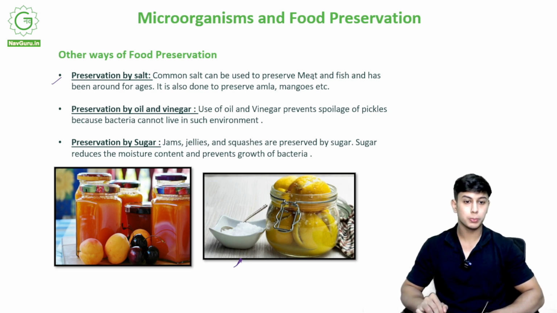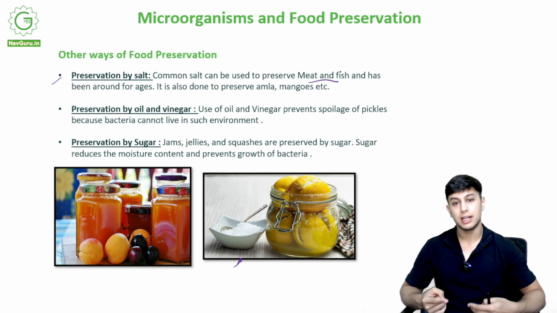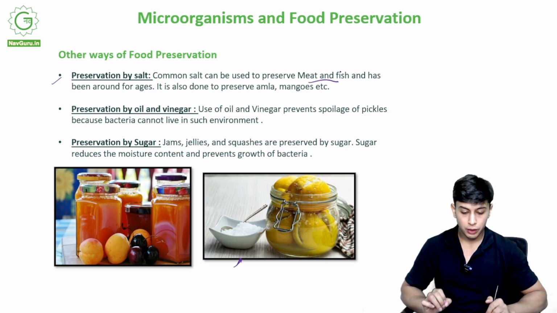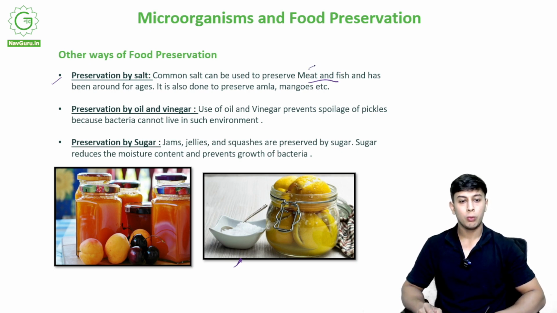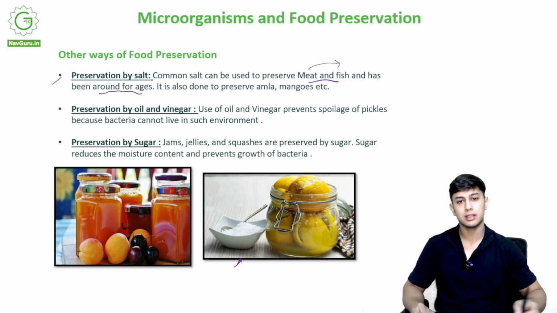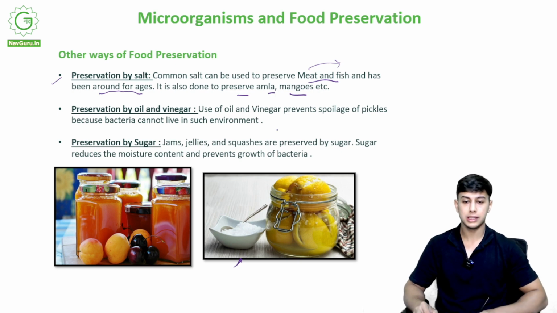So common salt can be used to preserve meat and fish as well. Meat and fish are non-veg items, and microorganisms tend to act faster on non-veg items. How can we protect that meat and fish? We either freeze it, or we put it in salt. What happens is, no microorganism will be able to act on it. This technique of adding salt to meat and fish has been around for ages, from your grandfathers' time. It is also done to preserve mangoes, lemons, amla, all these things.